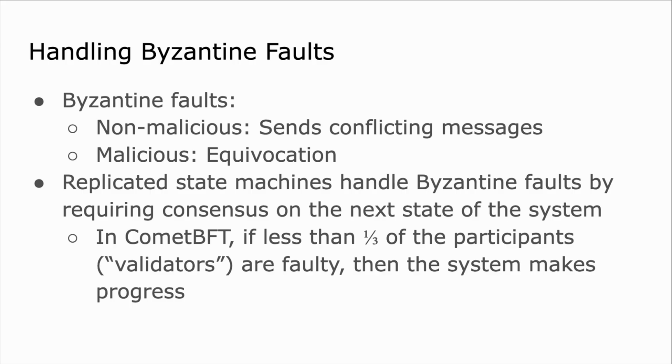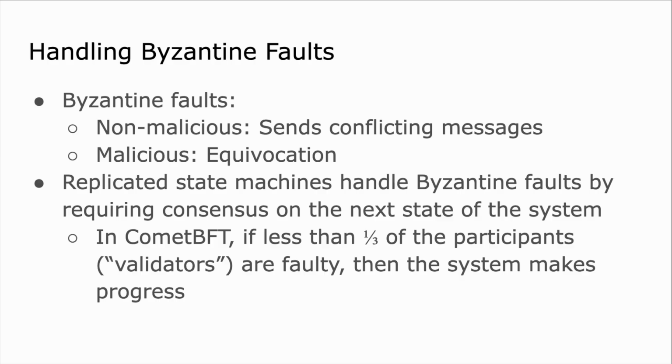So the other piece is handling Byzantine faults. Byzantine faults can be non-malicious or malicious. People typically talk about the malicious behavior, but you could imagine a non-malicious Byzantine fault being due to a bug in the software on one of the participants, and maybe the participant sends conflicting messages. A malicious fault might be someone who signs two different blocks. That's called equivocation.